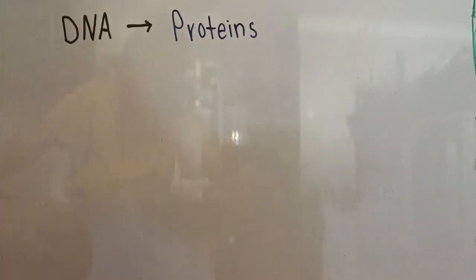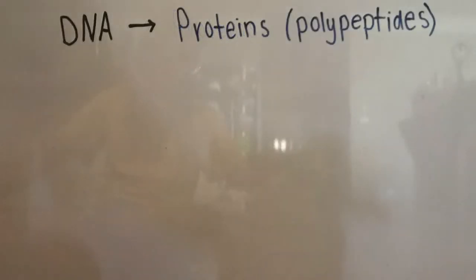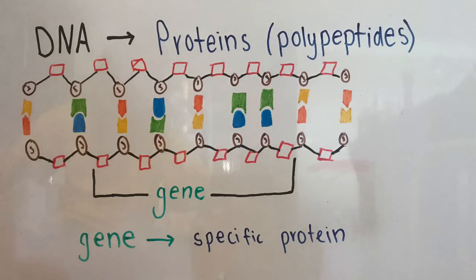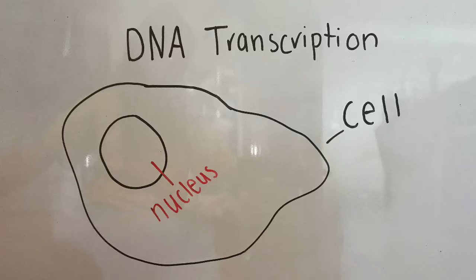DNA is the code for the synthesis of proteins known as polypeptides, which are the building blocks for all cells and organisms. Small sections of DNA, called genes, code for specific proteins with specific functions. The first step of DNA's transcription takes place in the nucleus of the cell.